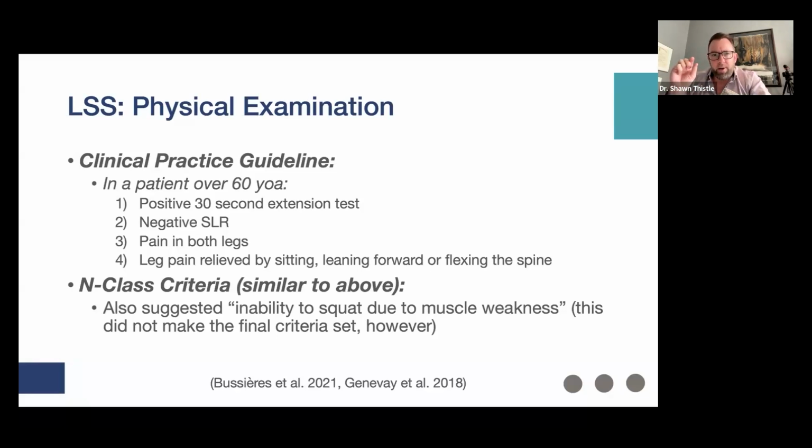But if something is clamping down on a nerve root from a stenosis perspective, be it in the central canal, lateral recess, or IVF, can't it give you a positive straight leg raise? So I don't know if negative is perfect there, but something to look for. Pain in both legs certainly points us in the stenosis direction, can also point us to a space occupying lesion or a tumor, and leg pain relieved by sitting, leaning forward, or flexing the spine. The NICE group is just another research group that does different criteria for diagnosing things, and they also suggested adding the inability to squat due to muscle weakness.